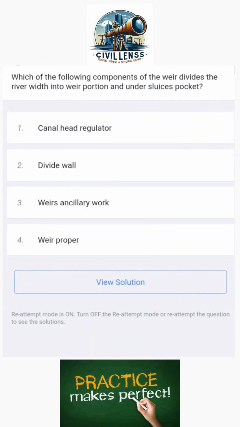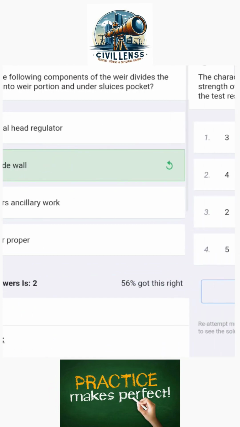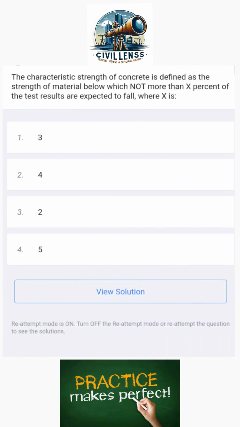Option 2. Next, which of the following components of a weir divides the river width into weir portion and undersluice pockets? The characteristic strength of concrete is defined as the strength of material below which not more than X percentage of the results are expected to fall, where X is 5%.